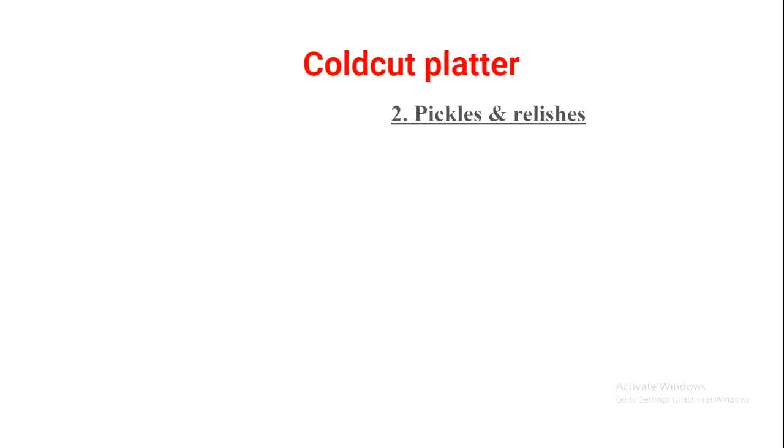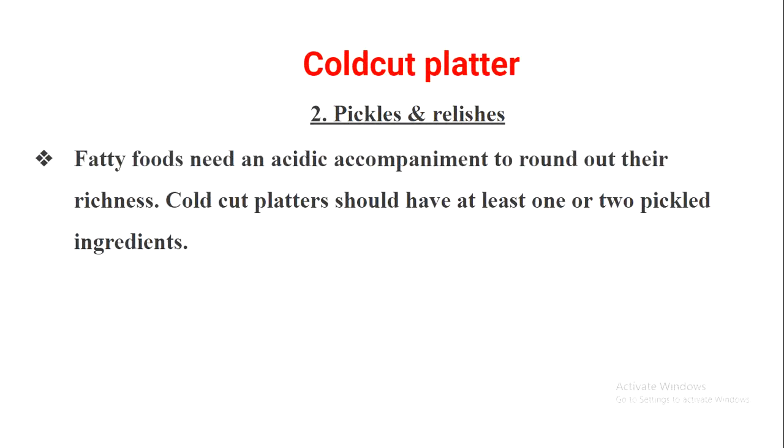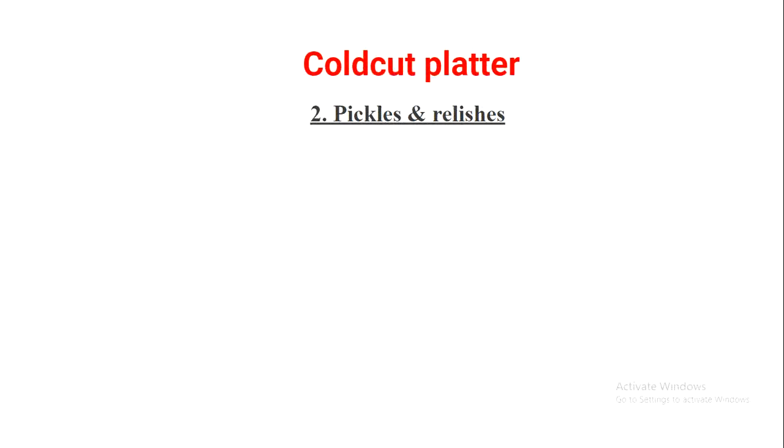And the next one is pickles and relishes. Fatty foods always need an acidic accompaniment to round up their richness. Cold cut platters should have at least one or two pickled ingredients. So basically we are using these acidic components to balance the fatty food. So always we are using an acidic component, and in some cases we are using spicy components as well.